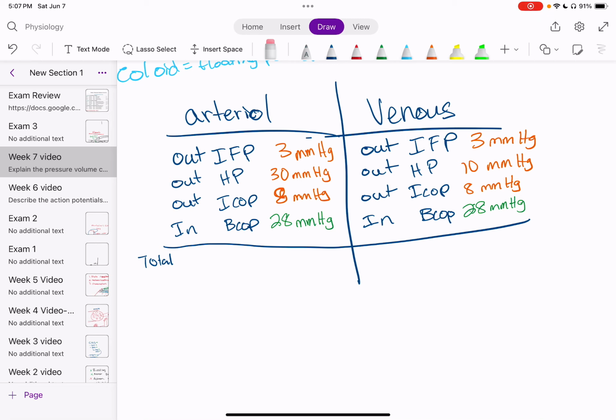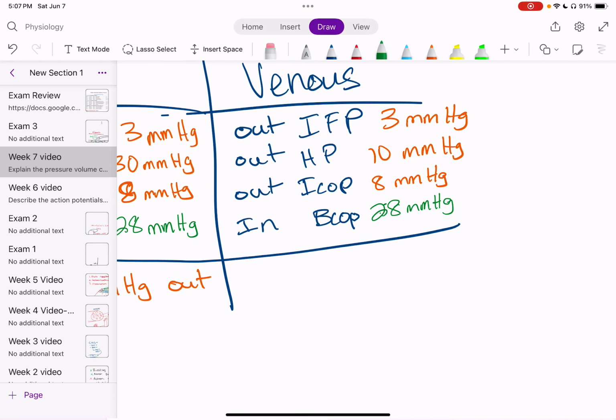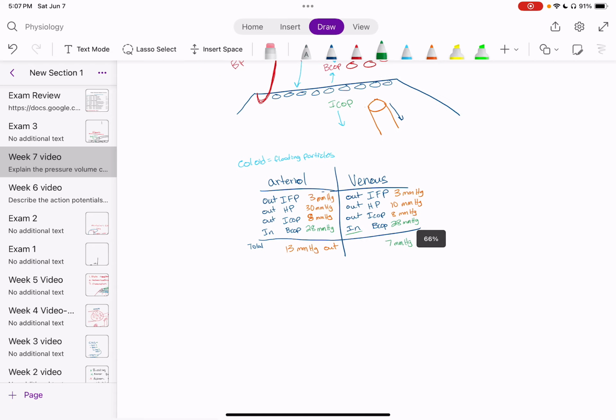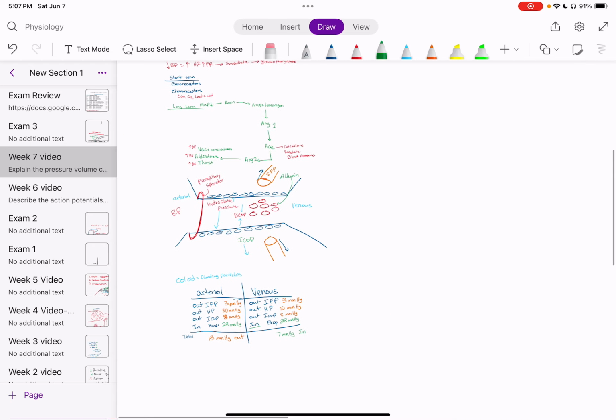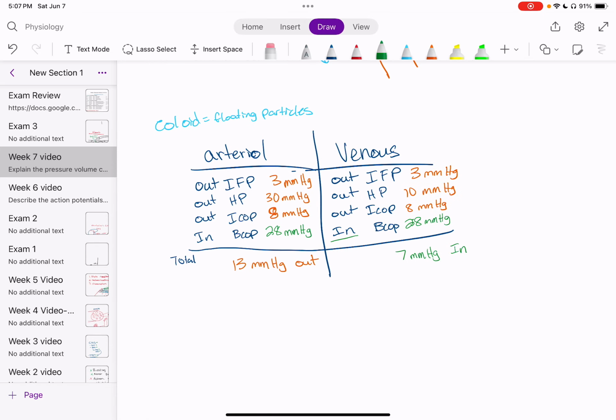Let's see in the other color. 13 millimeters of mercury out of the capillary, having that higher pressure. And as we look at the venous side, we can see that it's going to be more on the inner side as the 28 overcomes, and it's only going to be 7 millimeters of mercury inside the vein. So we can kind of see this all working.